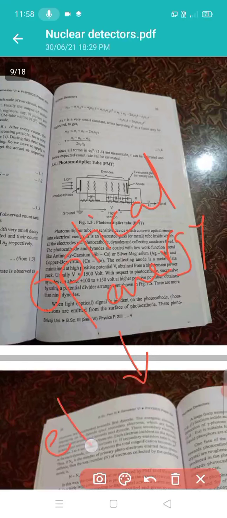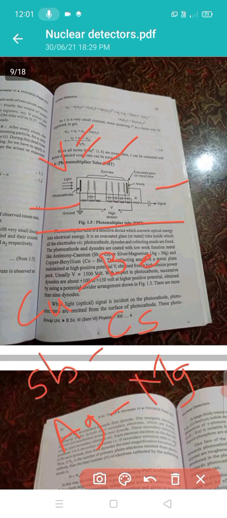The collecting anode is a metal plate maintained at a high positive potential V obtained from a high tension power pack. Usually the value of V is nearly equal to 1500 volt.